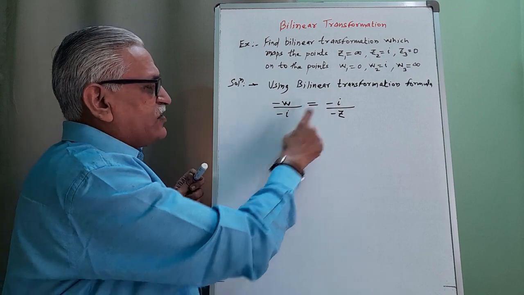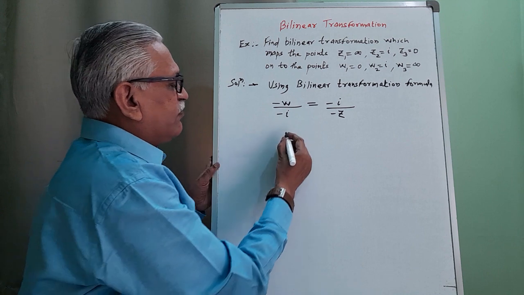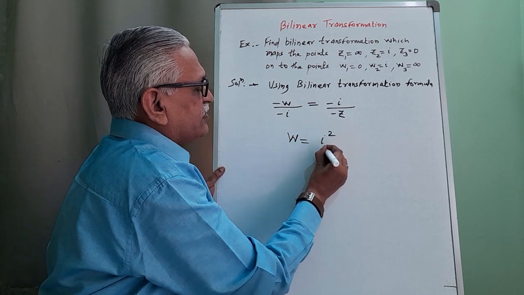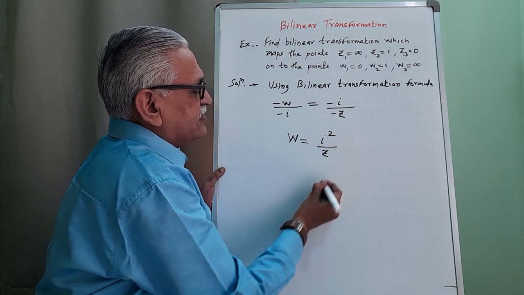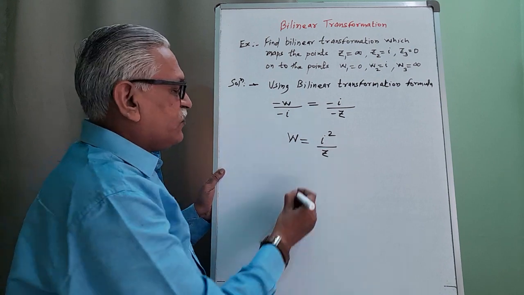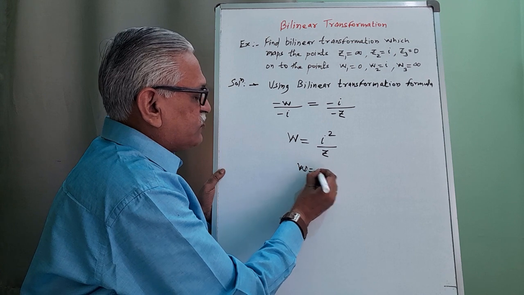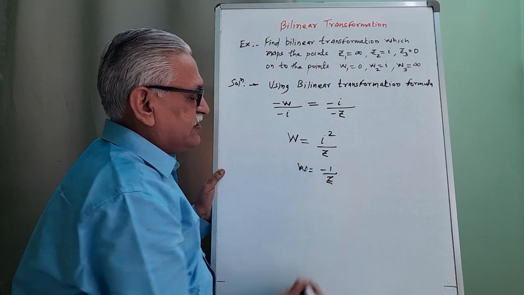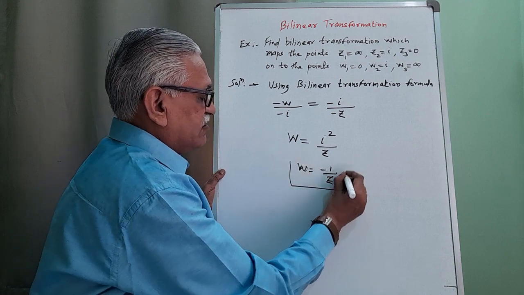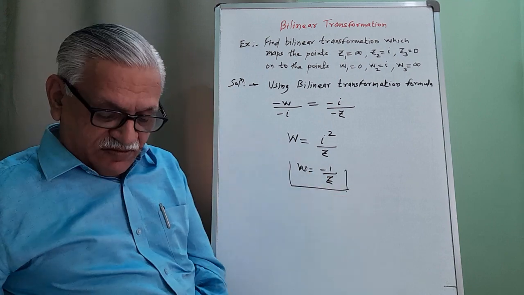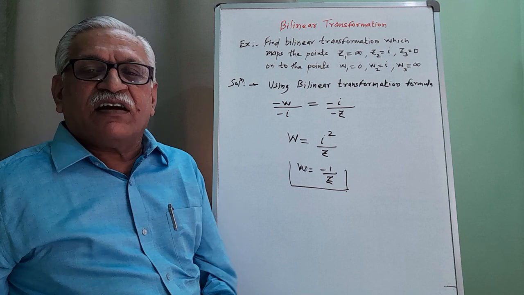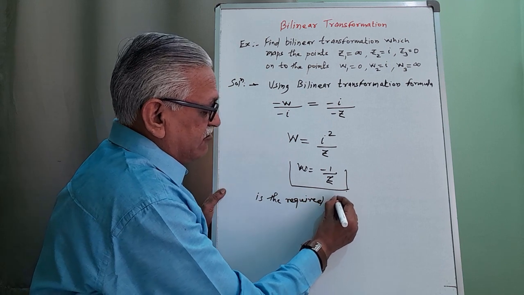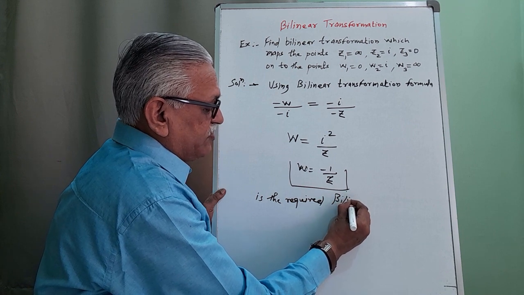And then transferring i to the right hand side, we get the value of W equals i into i square, divided by Z. The value of i square is minus 1, and therefore we get W equals minus 1 by Z, as the required bilinear transformation.